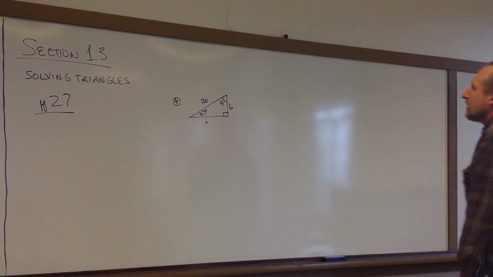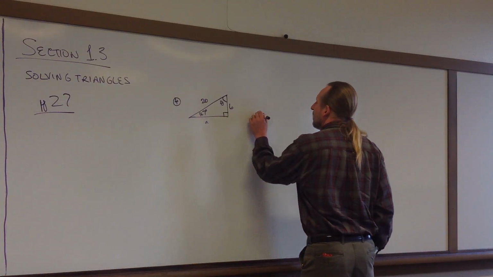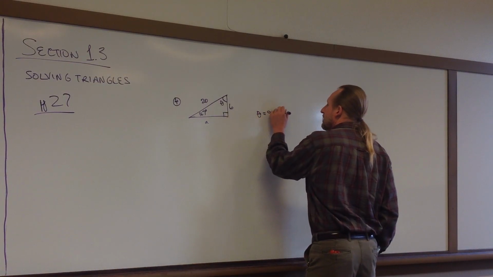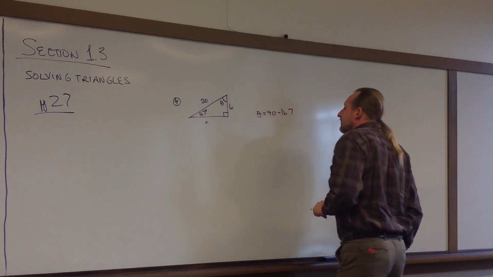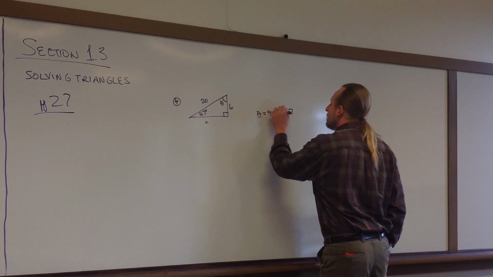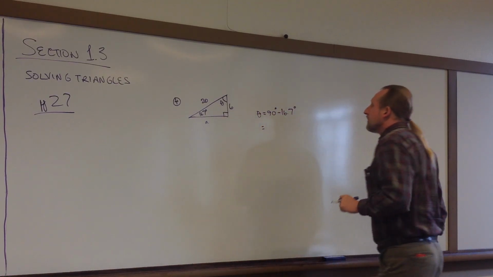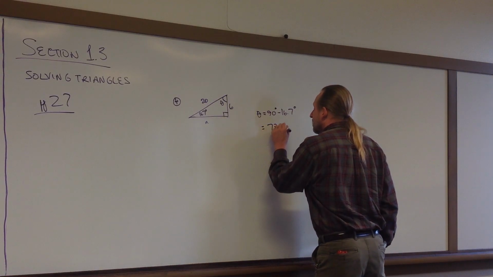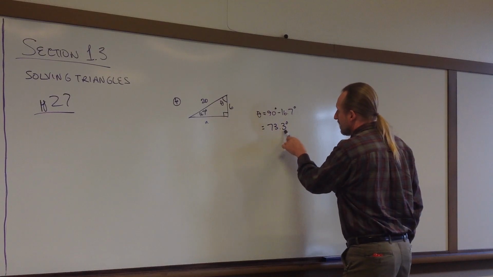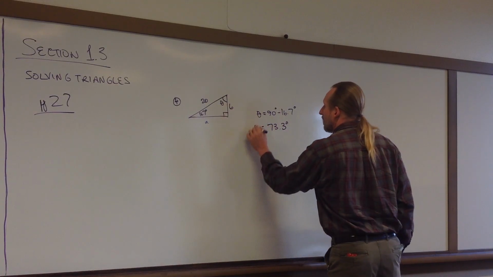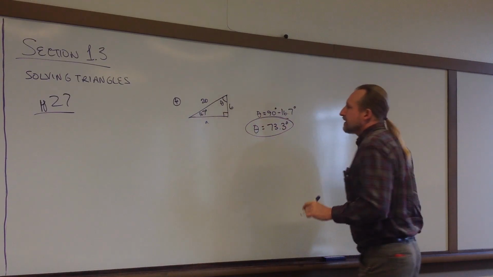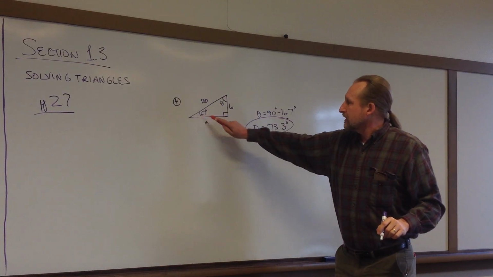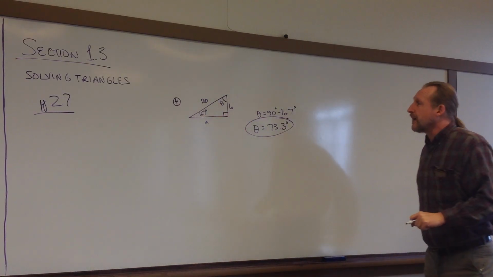Okay, so what can we do? Well, we can find theta right away. Theta is going to be 90 minus 16.7 degrees. And so that's going to give us 73.3. Okay, so theta is 73.3. This angle is 16.7. This angle is 90. We've got all the angles.